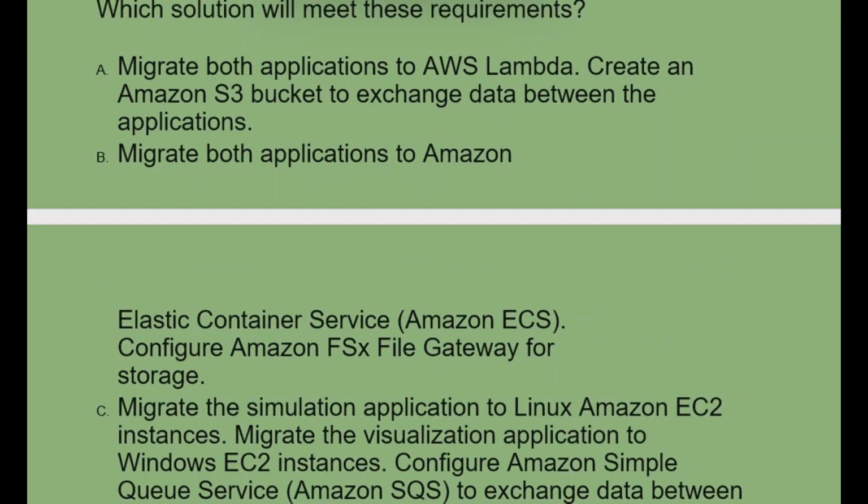Option A. Migrate both applications to AWS Lambda. Create an Amazon S3 bucket to exchange data between the applications. Option B. Migrate both applications to Amazon Elastic Container Service, Amazon ECS. Configure Amazon FSx File Gateway for storage.